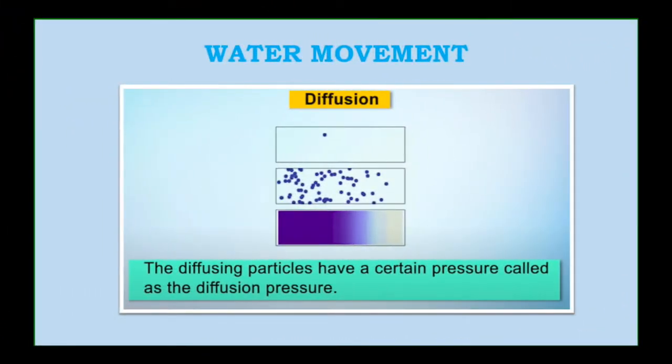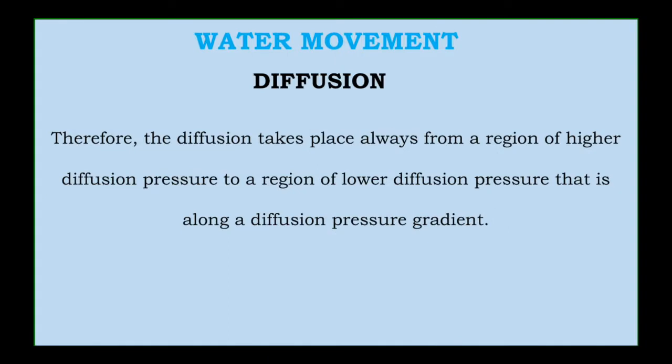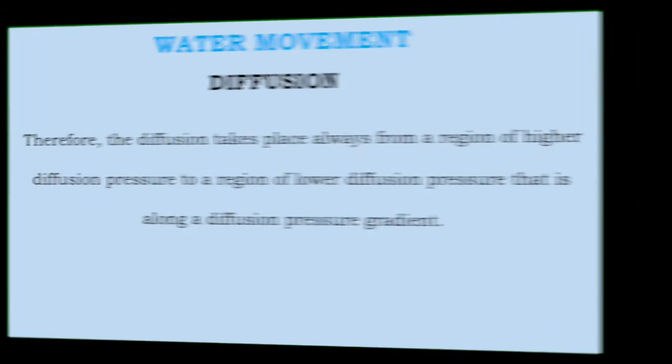The diffusing particles have a certain pressure called diffusion pressure, and the diffusion pressure is directly proportional to the number or concentration of the diffusing particles. Therefore, the diffusion takes place always from a region of higher diffusion pressure to a region of lower diffusion pressure, that is, along a pressure gradient.